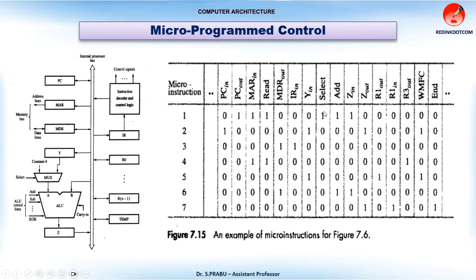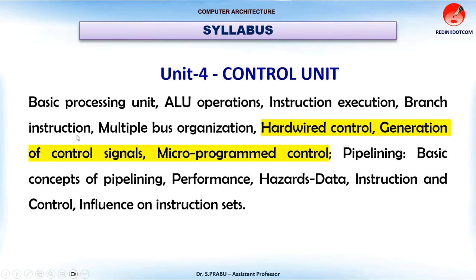Once this kind of instruction is generated, your processor can easily identify which particular control signal should be enabled. So up to this point, we studied how control signals can be generated and how complete instructions can be carried out by means of a set of control signals in normal instructions, branching instructions, and multiple bus organization. The control signals can be generated by either hardwired control or microprogrammed control. Let's move to the next topic called pipelining.